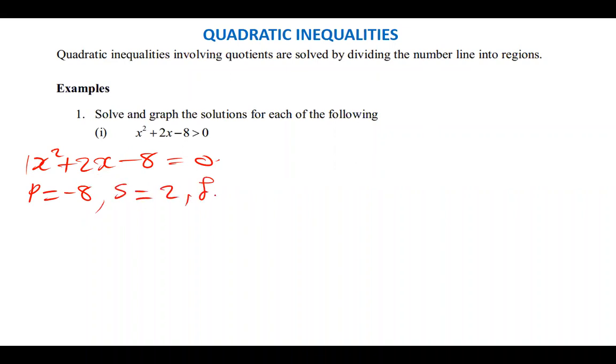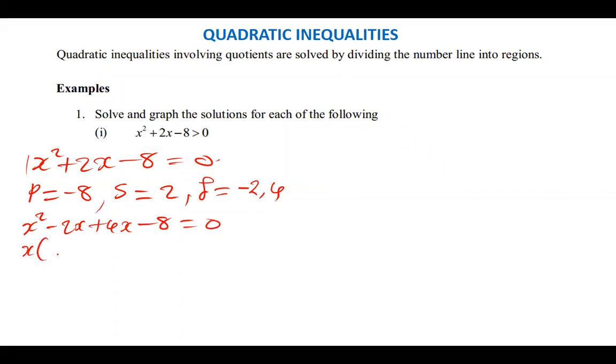Then we find the factors. The factors are simply numbers such that if we multiply them, they'll give us -8, and if we add them, they'll give us 2. And these two numbers are simply 4 and -2. When we multiply -2 and 4, we get -8. When you add -2 and 4, we get +2. So we plug them in there. So we're going to have x squared minus 2x plus 4x minus 8 is equal to 0.